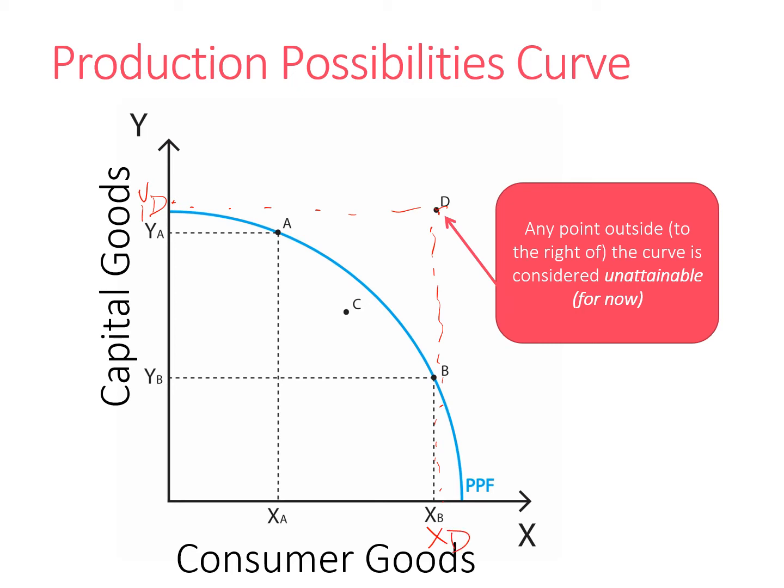Okay, you'll see that level XD is about the same level as XB, and so you might say, well, why can't we produce there? Well, because we can't produce this amount of capital goods at the same time. We just don't have enough land, labor, capital, or entrepreneurship to make that happen right now. Now, does that mean that we can never, ever produce at point D? No, of course not. Eventually, we could produce at point D. It's just going to take more resources or more technology, or potentially even trade with another country that has more resources or more technology.